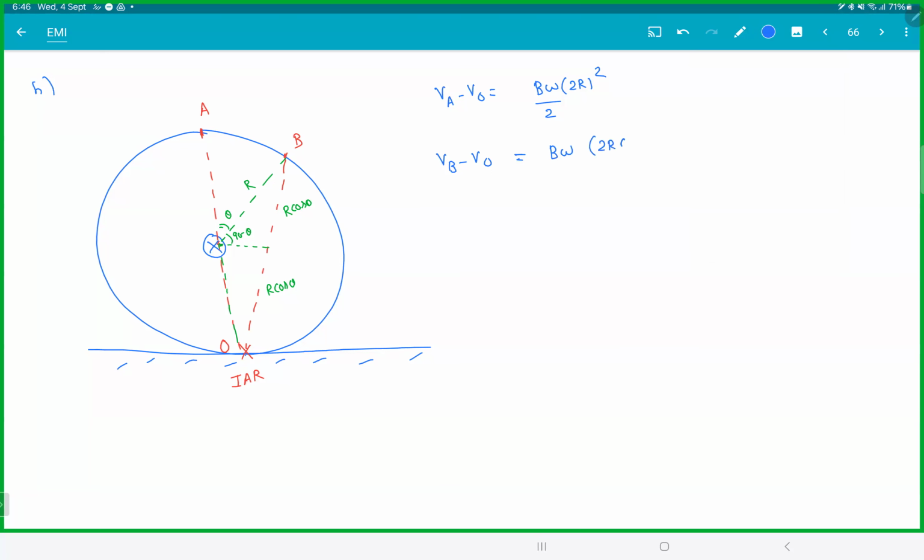B omega 2r cos theta by 2, whole square by 2. Subtract them. B omega r square by 2, that would be 1 minus cos square theta by 2, which is 2B omega r square sine square theta by 2.